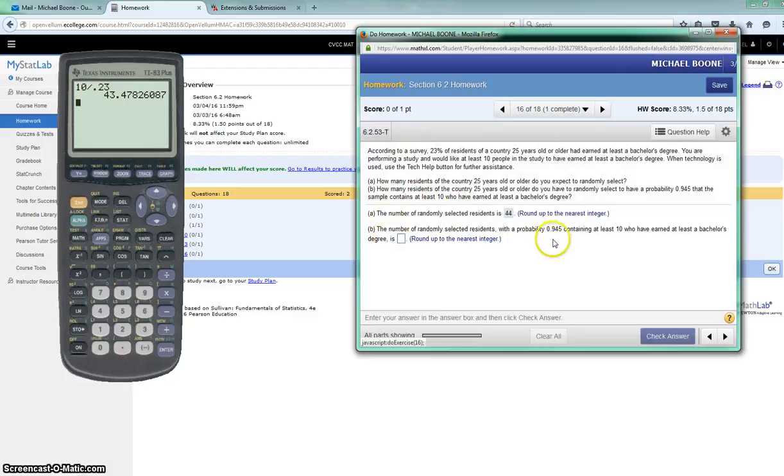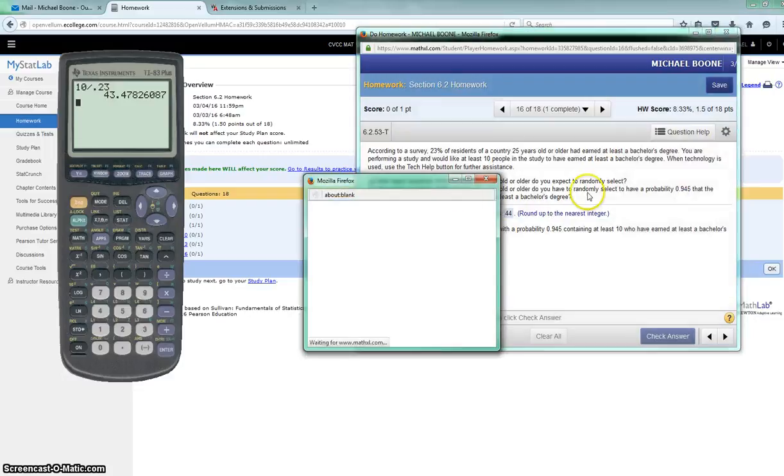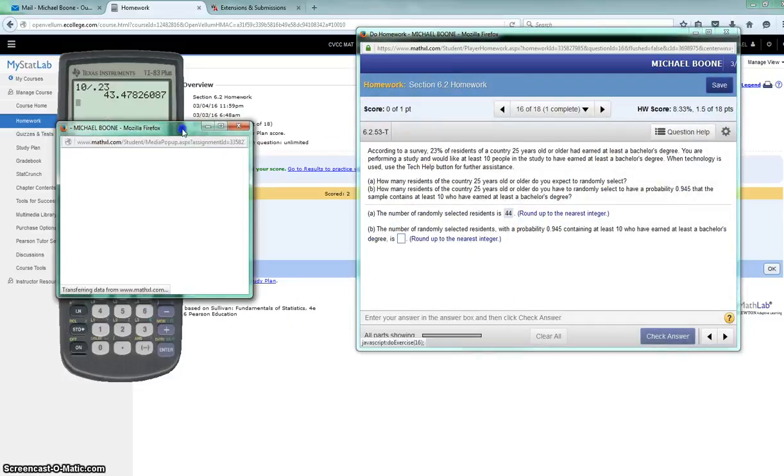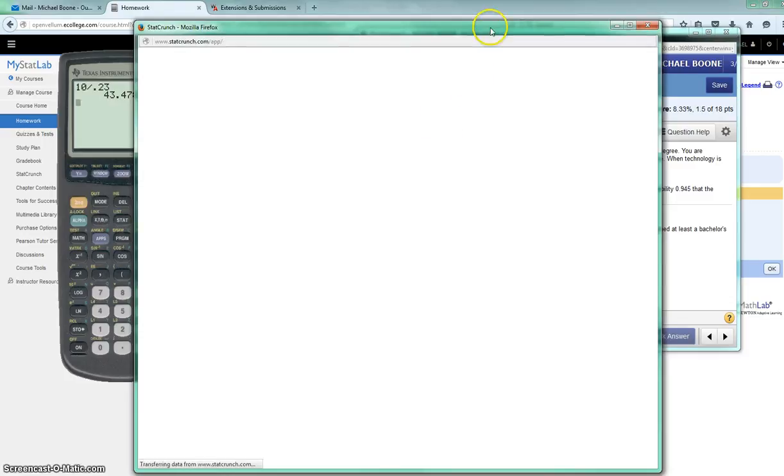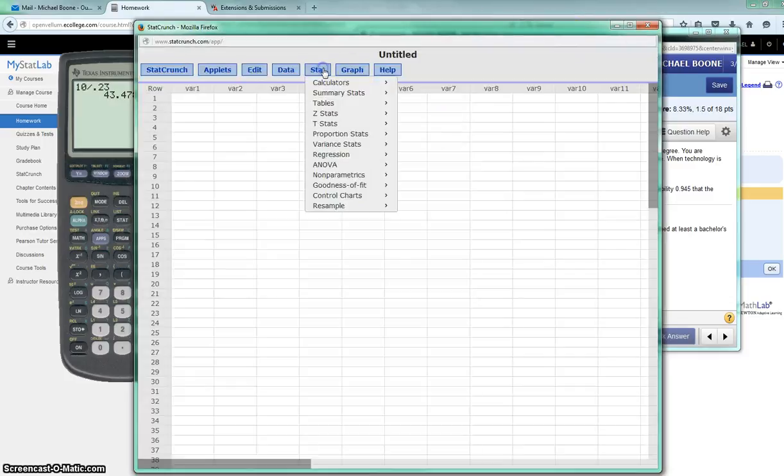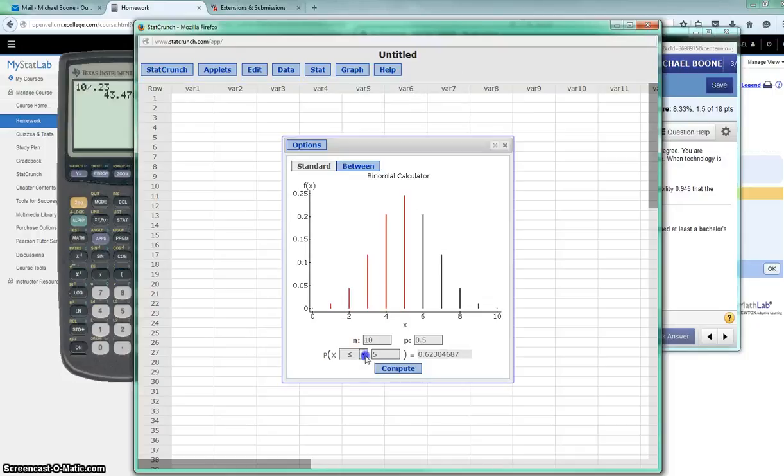Now this next one, they want a specific probability. So what I'm going to do is I'm just going to use StatCrunch. We don't have to use any crazy formulas. There's only one like this. But we do need to get into that binomial calculator. And we want it to be at least 10.